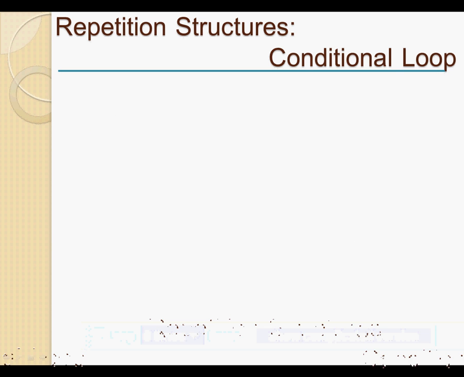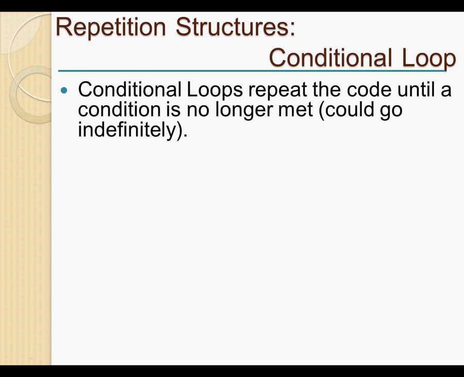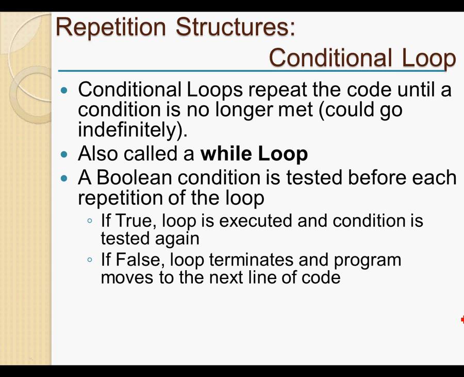So, the second type of loop we talked about was the conditional loop. And this was the type of loop that we did not know the number of times we were going to loop. Okay? This is also sometimes called a while loop. When we do this, we're essentially going to test a Boolean condition, just like we did in selection structures. And if that Boolean condition is true, we're going to execute the code inside the while loop. If that Boolean condition is false, we stop the loop and we continue on to the next section of code.